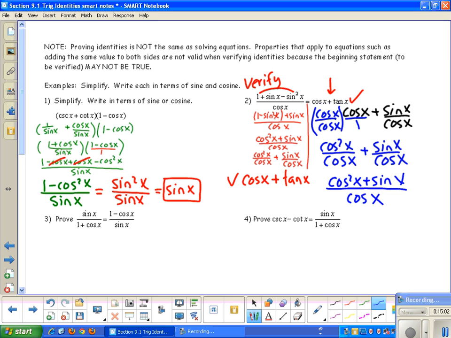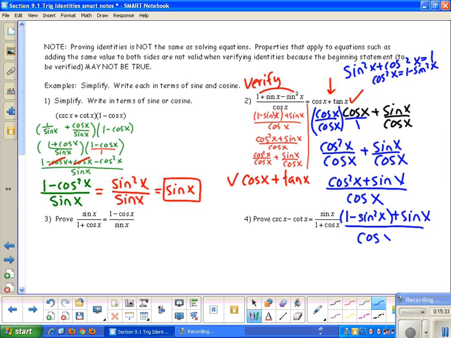And then I would go back to the other side of my equation and notice that there is no cosine squared x in my numerator, but I remember the Pythagorean identity, sine squared x plus cosine squared x equals 1. So that means I can replace cosine squared x with 1 minus sine squared x, because I know the identity. So that's the next step I'm going to do. So cosine squared x is 1 minus sine squared x, I just replaced it, plus sine x over cosine x.